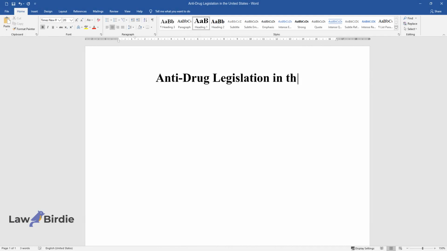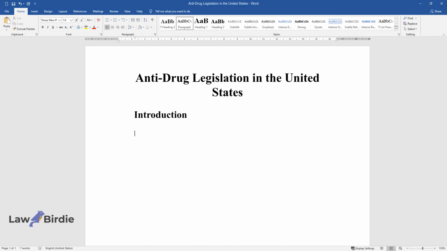Anti-drug legislation in the United States. Introduction. An anti-drug legislation is a law that is drafted forbidding the use of narcotic drugs by citizens.